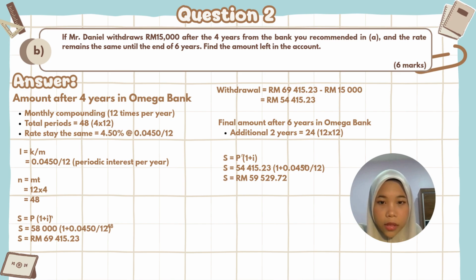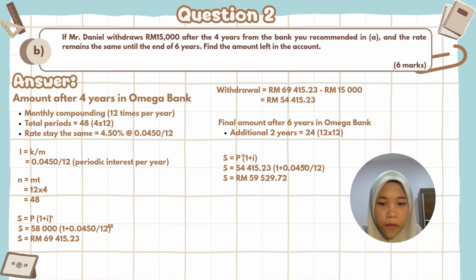0.23. Next, Mr. Daniels withdraws 15,000 from this amount. So the remaining balance becomes 54,415.23. This is because 69,415.23 minus 15,000. Now we let this remaining balance continue earning interest for another 2 years. 2 years of monthly compounding means 24 periods. Again, using the same formula, S equals P(1 + i)^n.